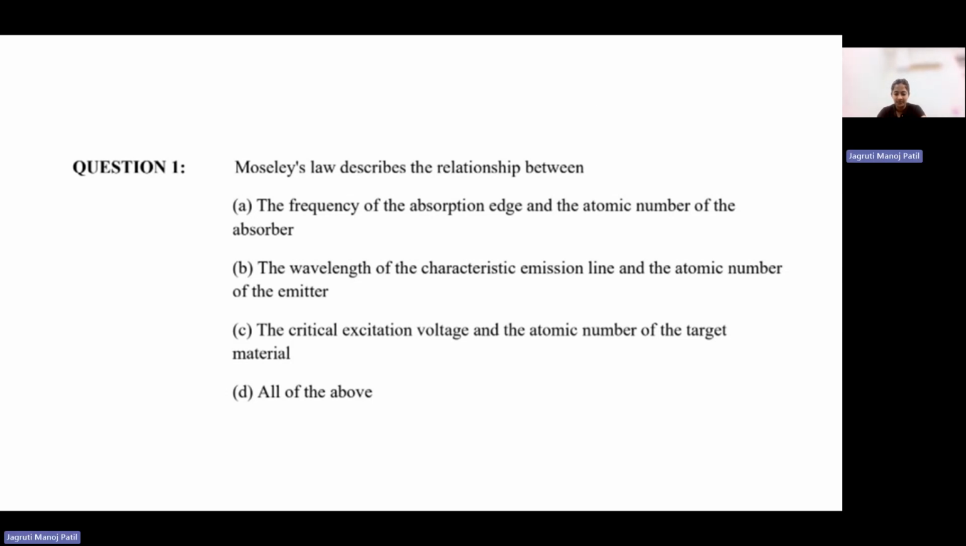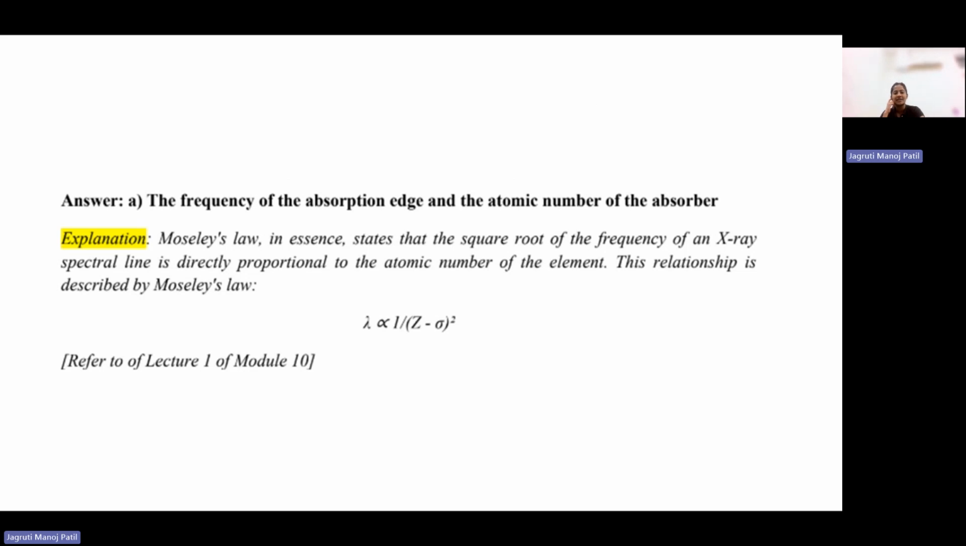Your time starts now. Well, we won't do it like that. Of course, the answer is first, because we just saw that the wavelength is inversely proportional to the atomic number. If it's inversely proportional to atomic number, and wavelength is also inversely proportional to frequency, then both of them are directly proportional.